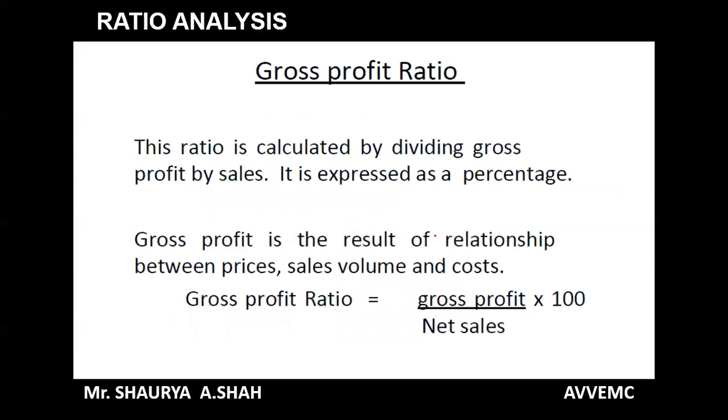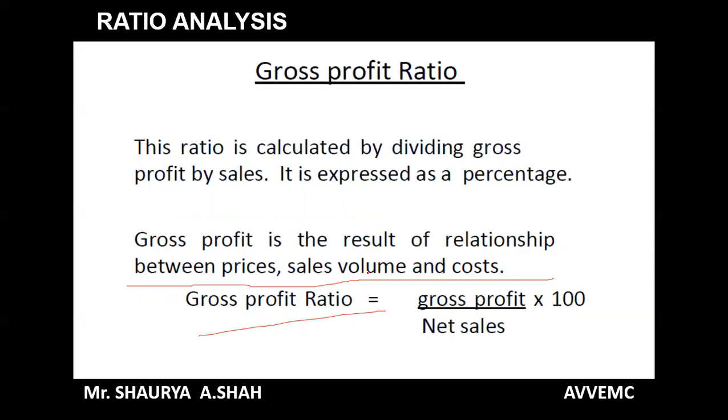The very first is your gross profit ratio. This ratio is calculated by dividing the gross profit by sales. It is expressed as a percentage. Gross profit is a result of relationship between prices, sales volume and cost, right? GP comes under trading account, right? We used to write down sales on the credit side. We used to write down closing stock on the credit side, opening stock on the debit, purchase on the debit, expenses on the debit. We deduct all the manufacturing expenses, opening stock. Then at the last we were getting GP, that is gross profit, right?